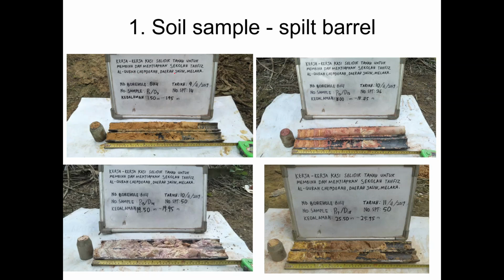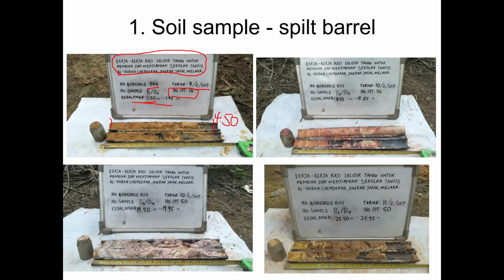For example, here this is a job that we did in Jasin. This borehole number 4 we did in 2019. This sample is at a depth of 1.5 meters up to 1.95. So here is 45 centimeters, the distance from here to here, end to end, is 450 mm, which is 0.45 meter. And then the SPT number is 14 for this depth. Okay, and then you can see this sample here.